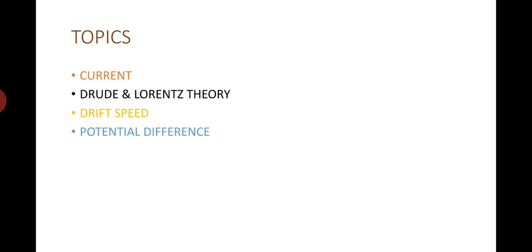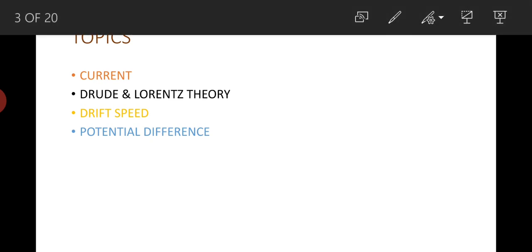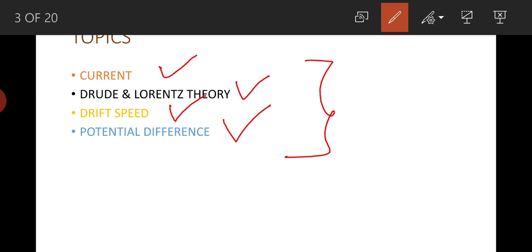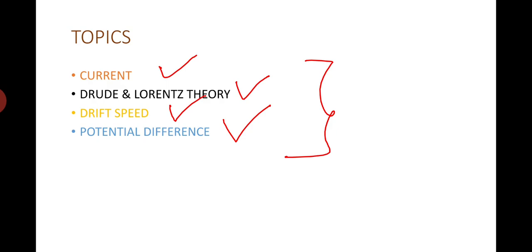Current part 1. In this, the topics which I am going to discuss are current, Drude and Lorentz theory, drift speed, and potential difference. These topics I am going to discuss in a detailed manner. First, let us see what is current.